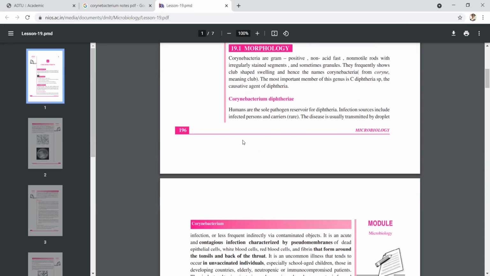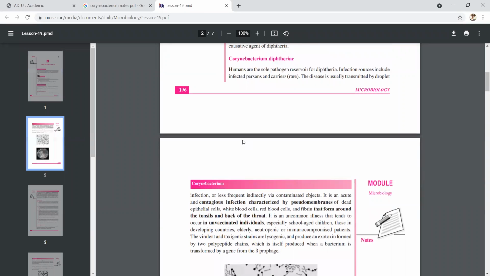The most important member of this genus is the species Corynebacterium diphtheriae, that is the causative agent of diphtheria. So we are going to study Corynebacterium diphtheriae now. Humans are the sole pathogen reservoir for diphtheria. Infection sources include infected persons and carriers, which is very rare.